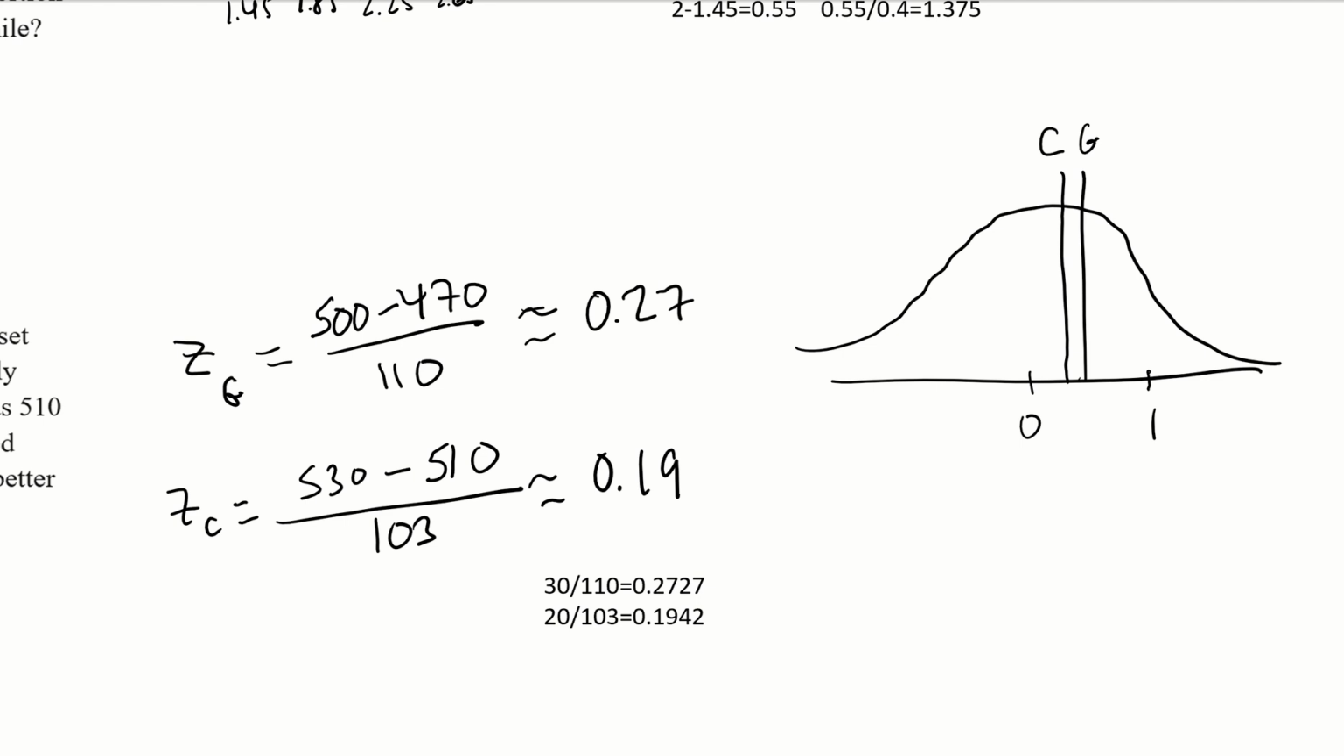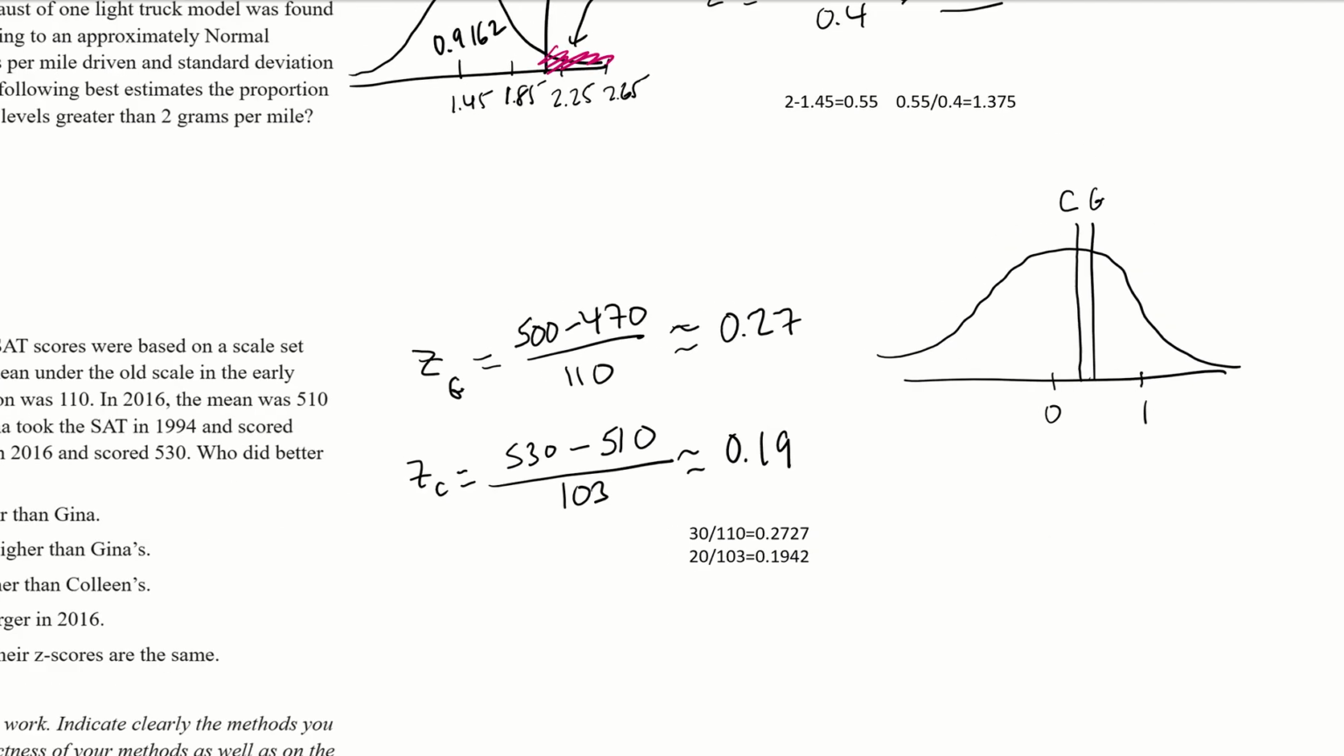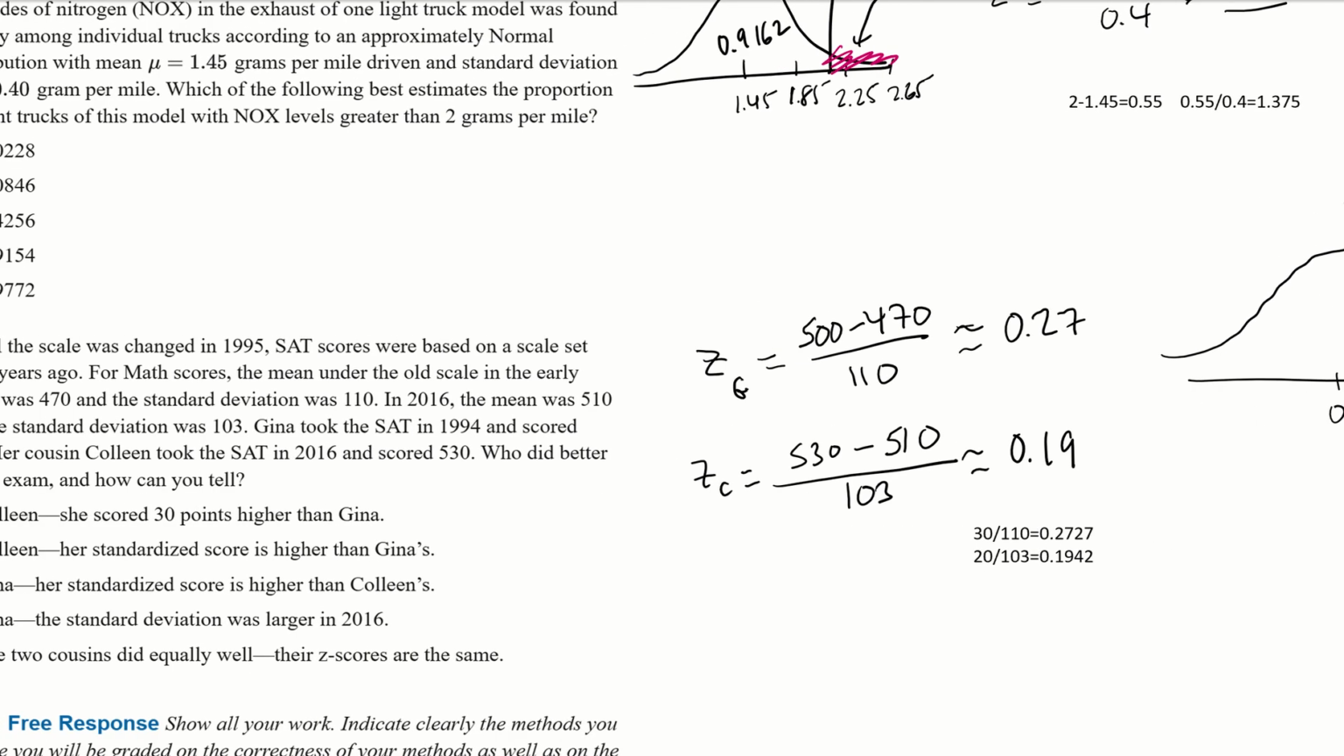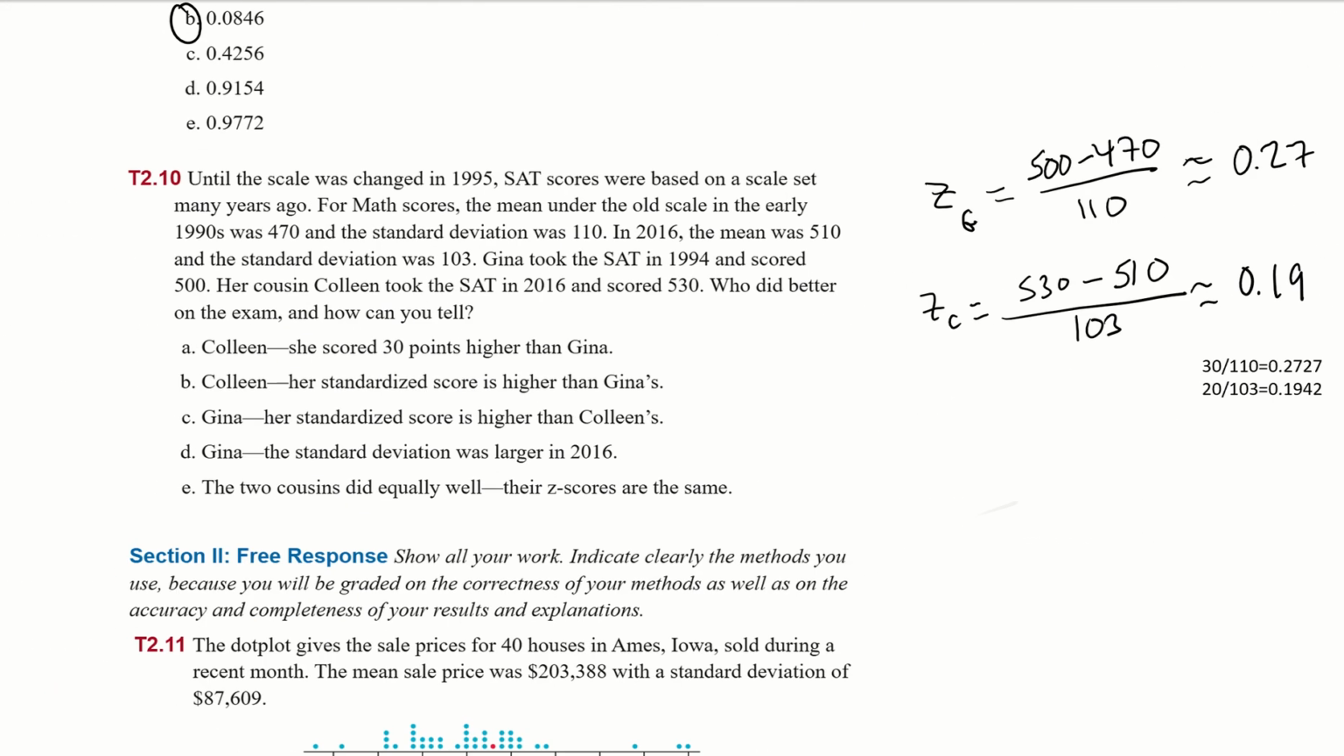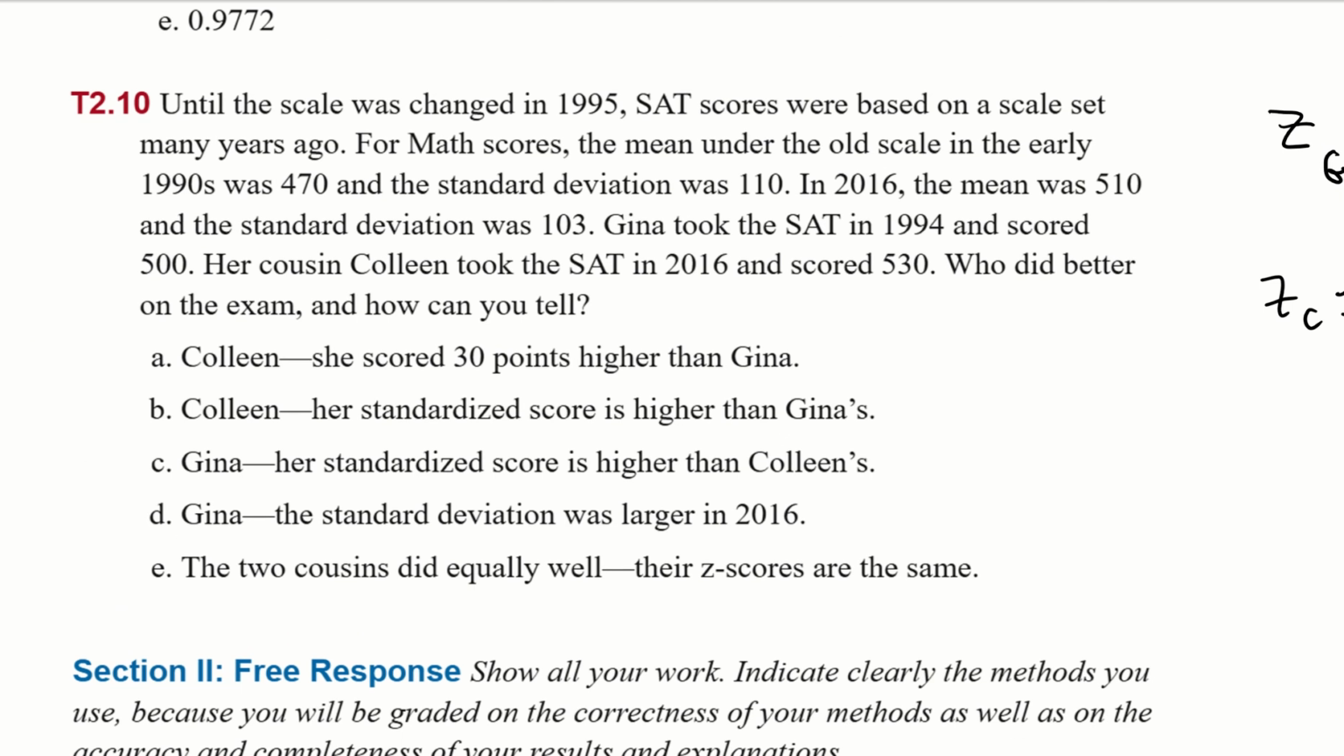So you can see that Gina actually scored higher than Colleen. Gina is at a higher percentile. So interestingly enough, she scored less in absolute terms, but relatively, she actually scored higher. Her standardized score is higher. So the answer is C.